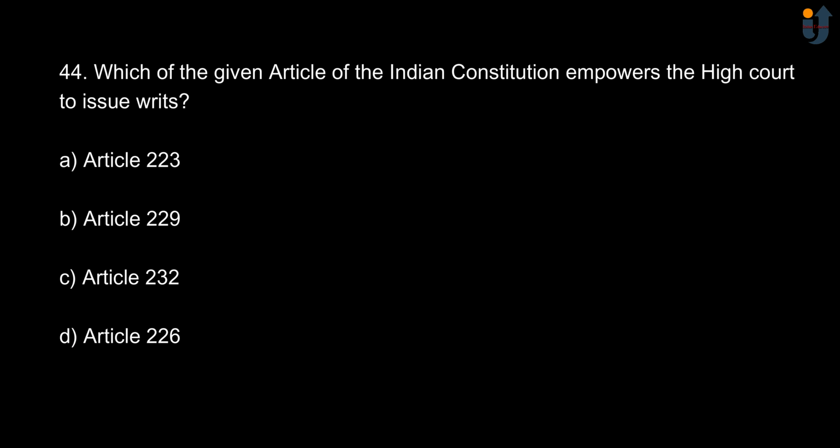Next, which of the given articles of the Indian Constitution empowers the High Court to issue writs? Option A, Article 223. Option B, Article 229. Option C, Article 232. And option D, Article 226. And the correct option is option D, Article 226.